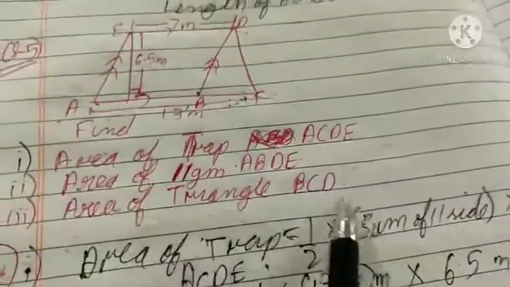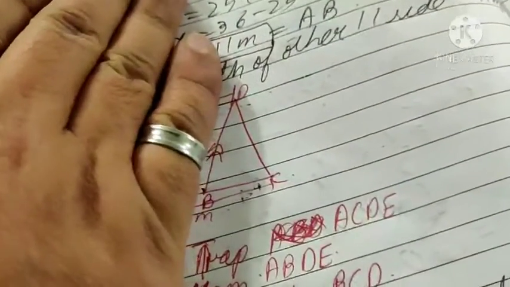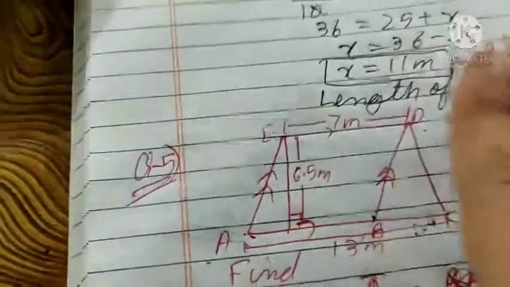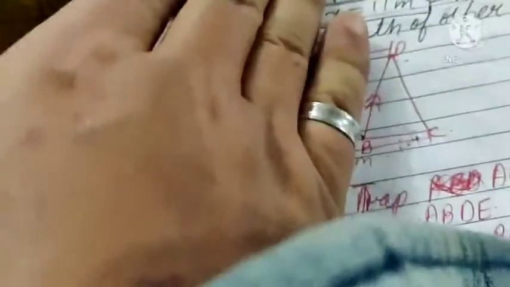What next? We have to calculate the area of triangle BCD. We have to calculate the area of this triangle. As we can see, this complete figure has one parallelogram and a triangle. So this complete figure comprises a parallelogram and a triangle.